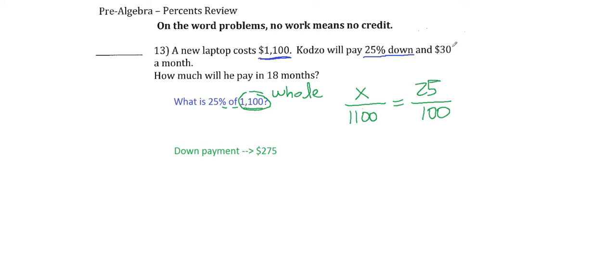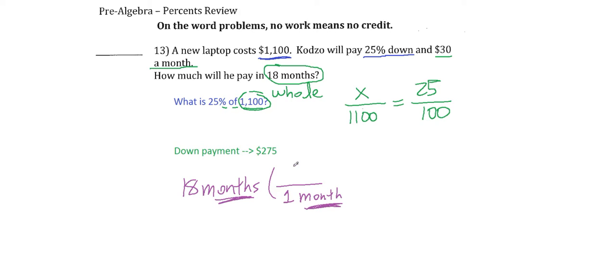Okay, but now we also have monthly payments. We've got this plan here. We're gonna do $30 a month. So for 18 months, some of you that took whole numbers or fractions or decimals with me might remember the way I do this. I'm going to do 18 months, and then I'm going to multiply, and I'm going to use parentheses here for multiplication, but I'm going to do $30 a month. So with the months right here, I want to put that 1 month on the bottom, and then the $30 would go on top.